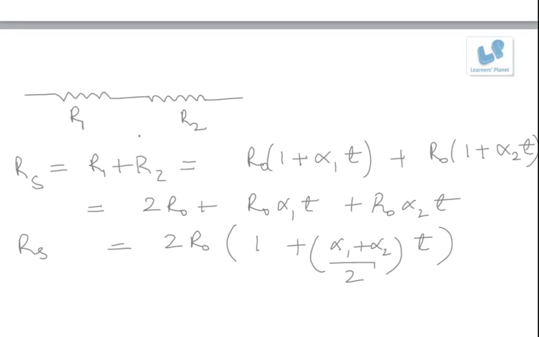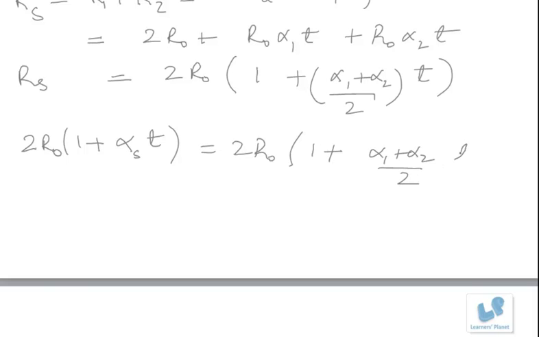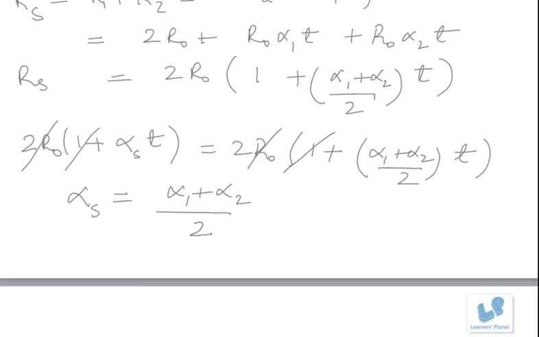Now this R series, if they were connected at T equal to 0, then their effective resistance would have been 2 R0. R0 plus R0 is 2 R0. So here you can see that 2 R0 (1 plus alpha series T) is equal to 2 R0 (1 plus (alpha 1 plus alpha 2) divided by 2 times T). Okay, now if you solve this, you will get alpha S as equal to (alpha 1 plus alpha 2) by 2.